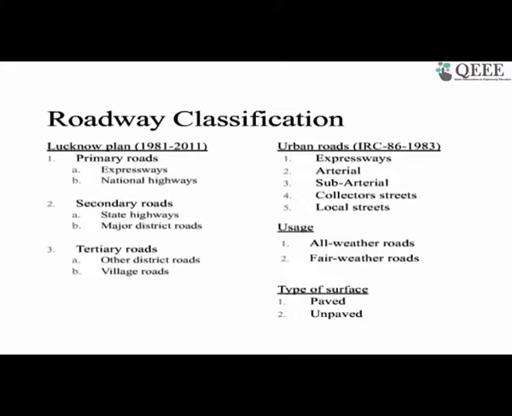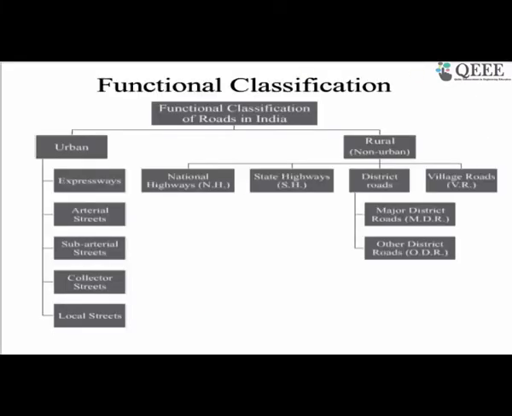Then the other type of classification is paved and unpaved. So fair weather roads are definitely unpaved roads, whereas all-weather roads are paved. So these are the other classifications. The next thing we'll be looking into is the overall classification.